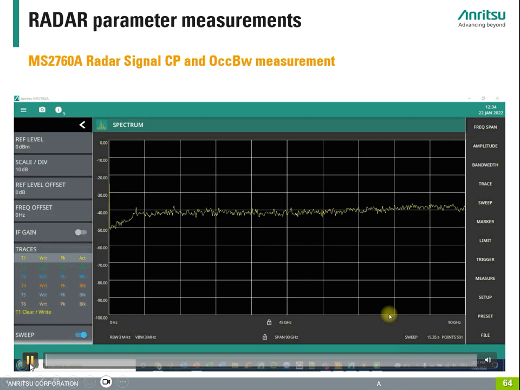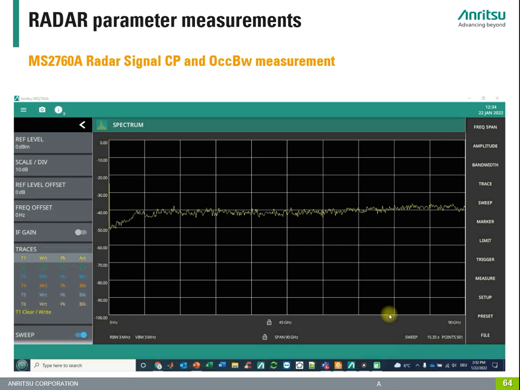Yeah, welcome to this short demonstration of the Texas Instruments AWR1642 radar demonstration sensor. We are operating the sensor here in a typical automotive application, and we would like to show some typical analysis that can be done with the 2760A and this kind of sensor.